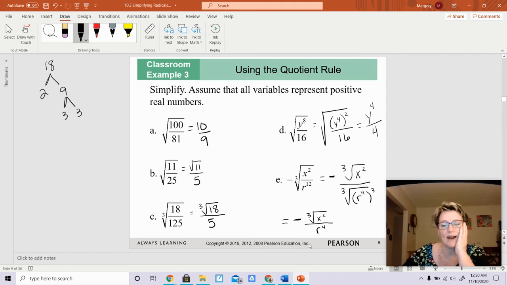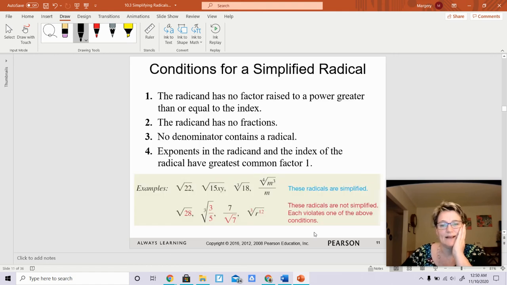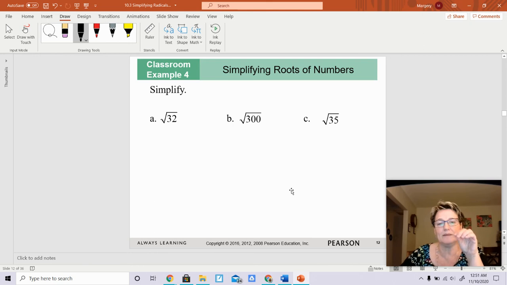Okay, let's try another problem. Simplifying radicals. Let's just keep going. So I want you guys to look at these, and the key is, if you have a radical in the bottom, you've got to get rid of it, rationalize the denominator. But right now we don't have any fractions, so we're okay.